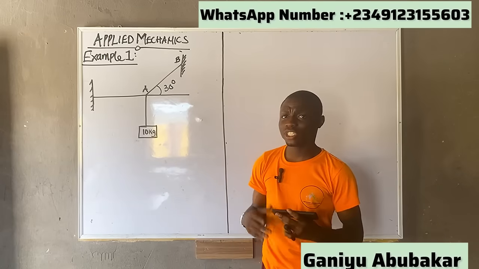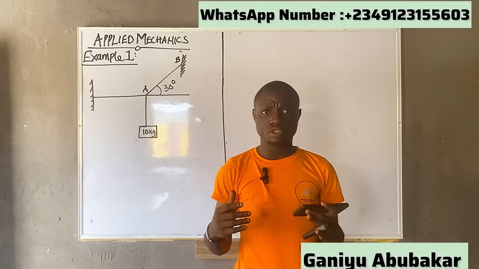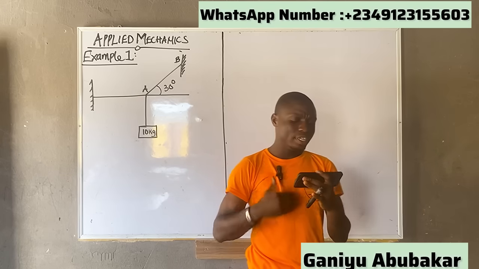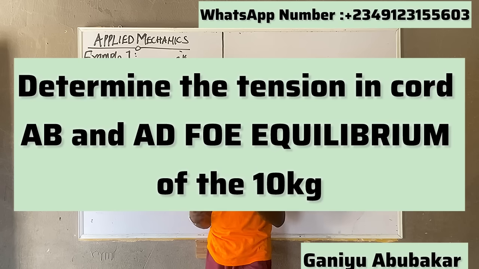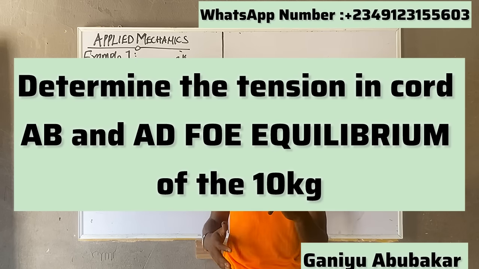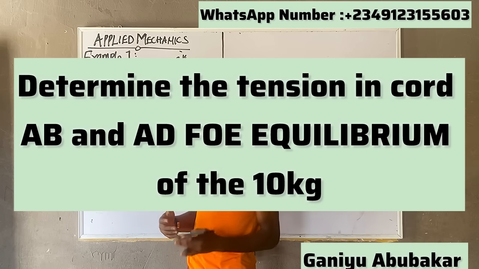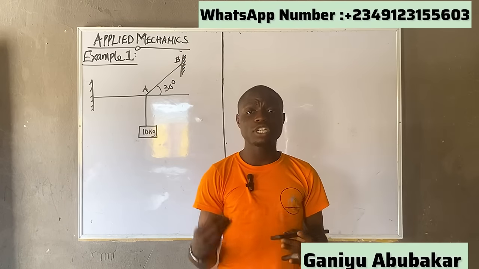Welcome back. So let's solve example 1 under the study of equilibrium of a particle. Example 1 says, determine the tension of cords AB and AD for equilibrium of the 10 kilogram block shown in the diagram above. So this is the diagram attached to that question.